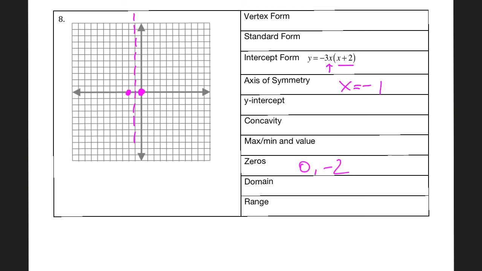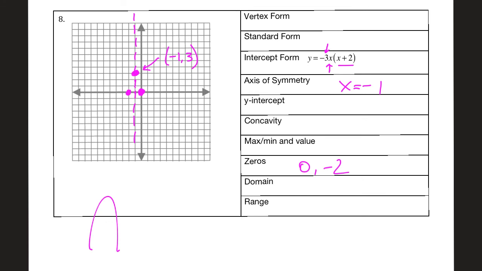This a value of -3 means that this thing opens down. It's going to look like this. And it's 3 times as tall, so this is the first one where I don't have an a value of 1. So instead of going over 1 and up 1, I'm actually going to go up 3 times as high. So over 1, up 1, 2, 3. There is my vertex. That vertex is at -1, 3.